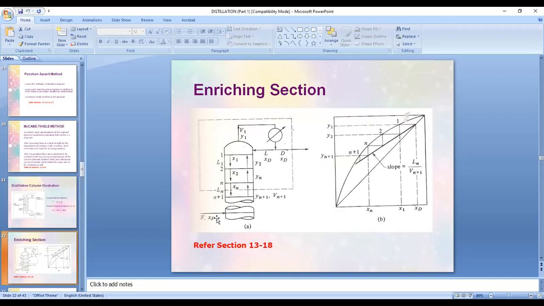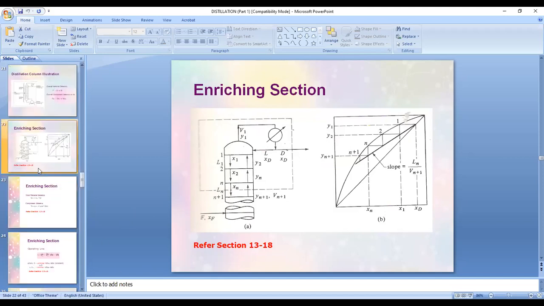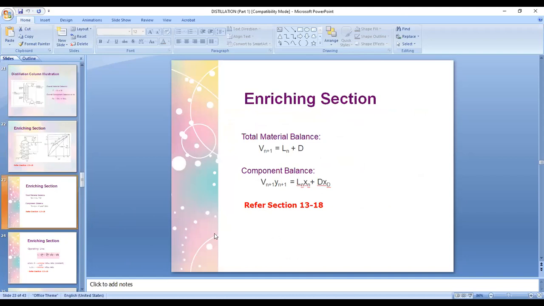Your feed, this is your feed, and this is not part of the enriching section. Your feed plate is part of the stripping section. So it was only mentioned in McCabe, if I'm not mistaken. So this is how we make the total material balance and component balance in the enriching section.